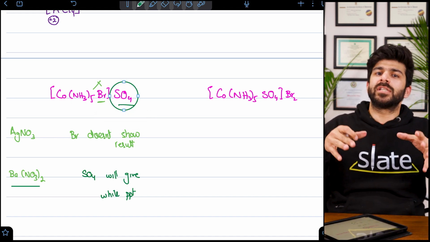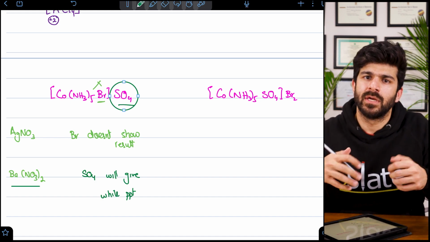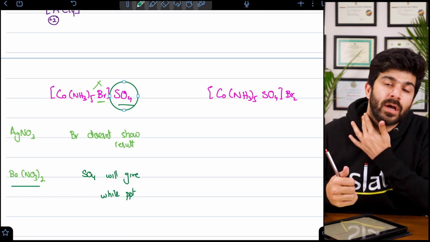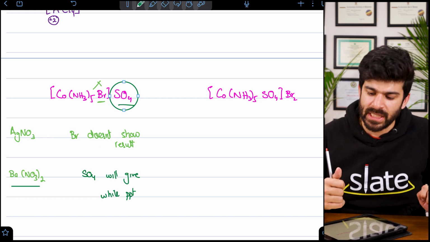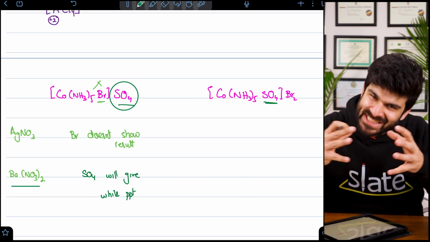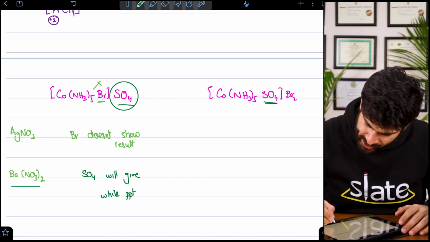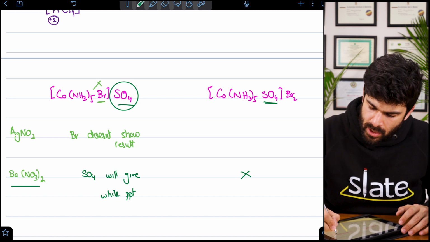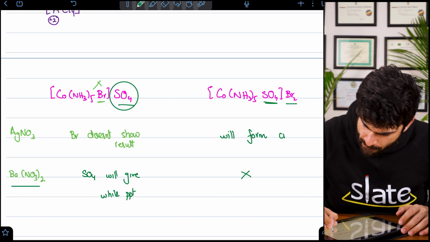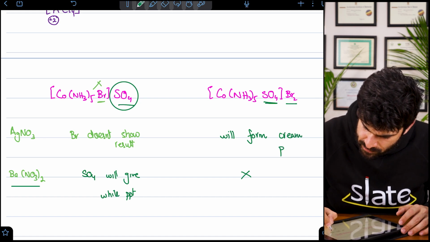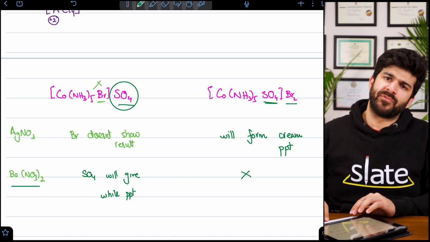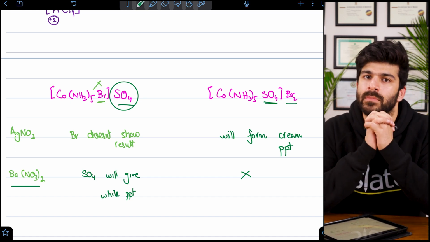And that tells us about the stability of the complex. The one inside the complex is a strong one. You cannot break that dative bond very easily. On the other hand, here we have sulfate inside, locked. So barium nitrate test, no result. But bromide will form a cream precipitate. These observations have come in the exams before, and they can come in the exam later.